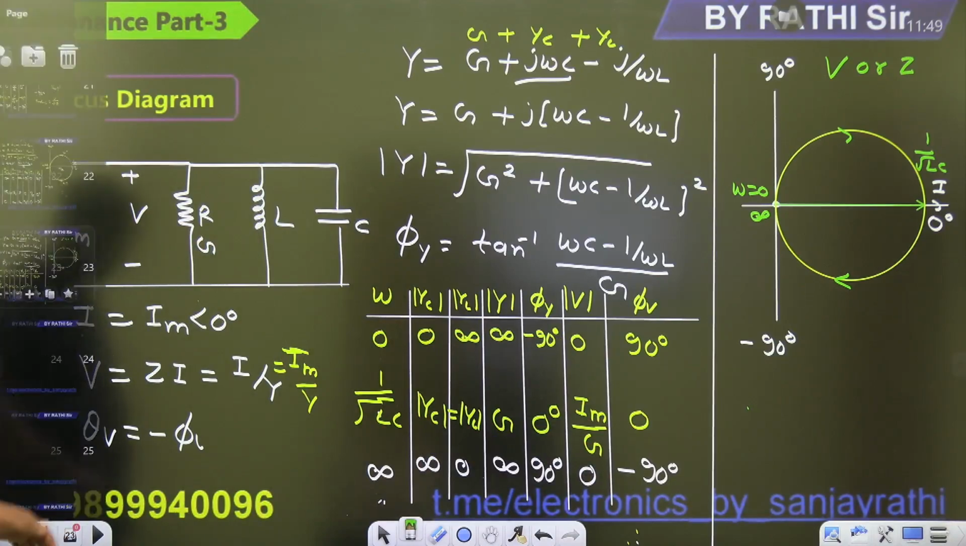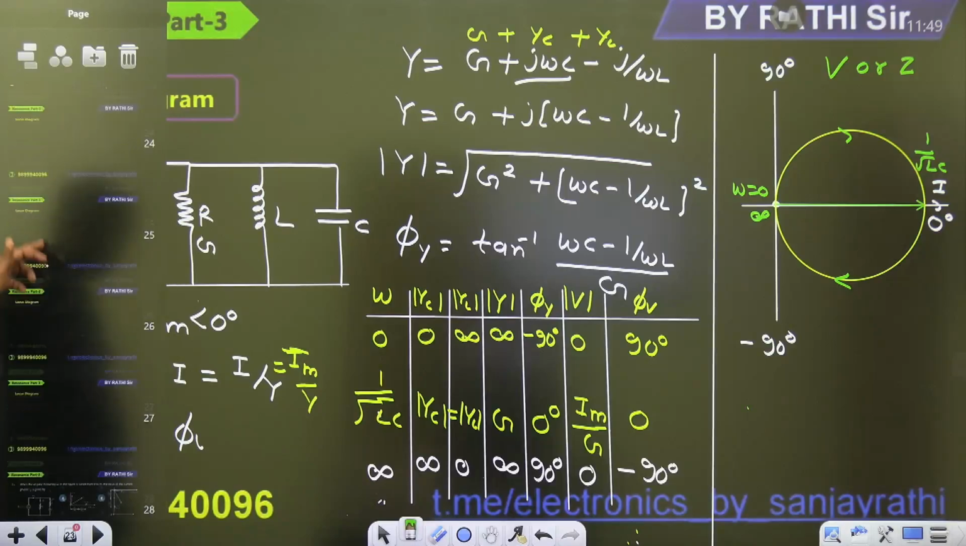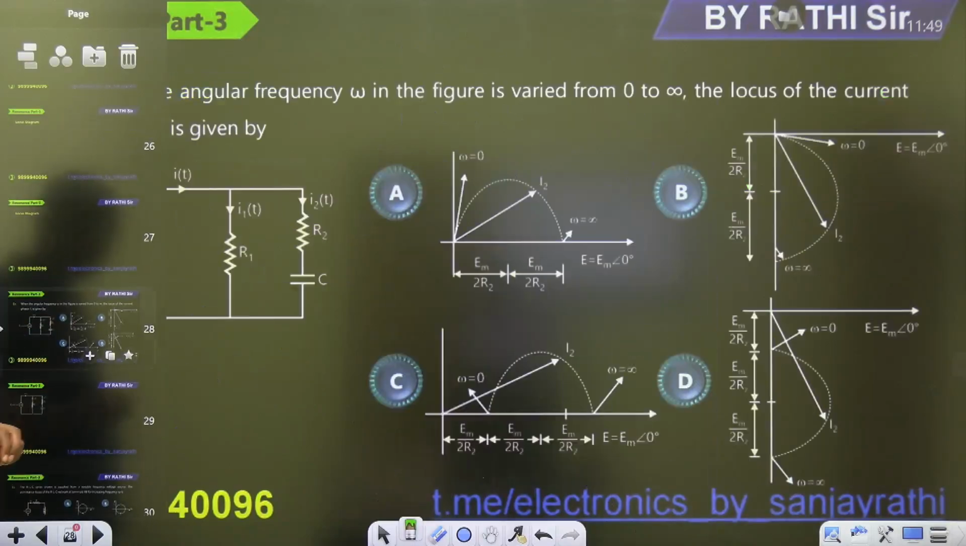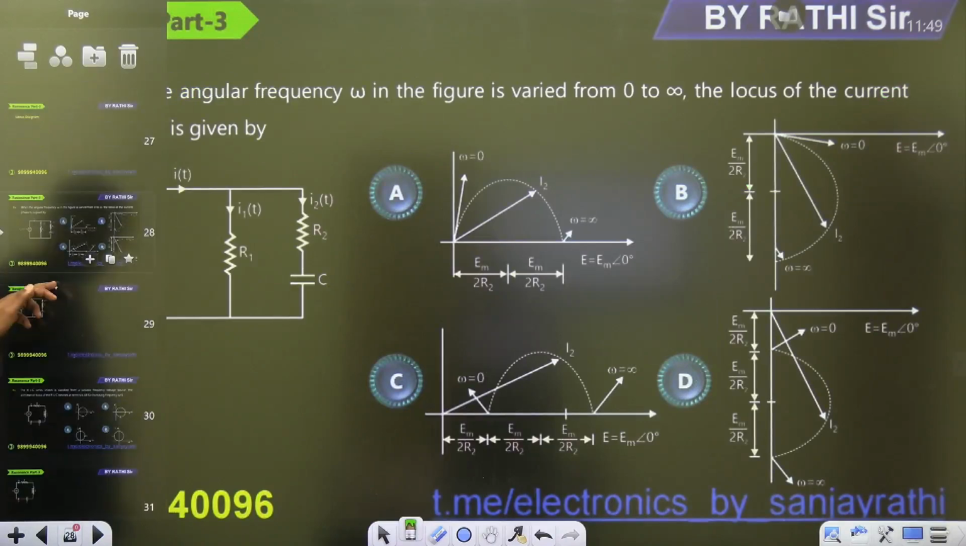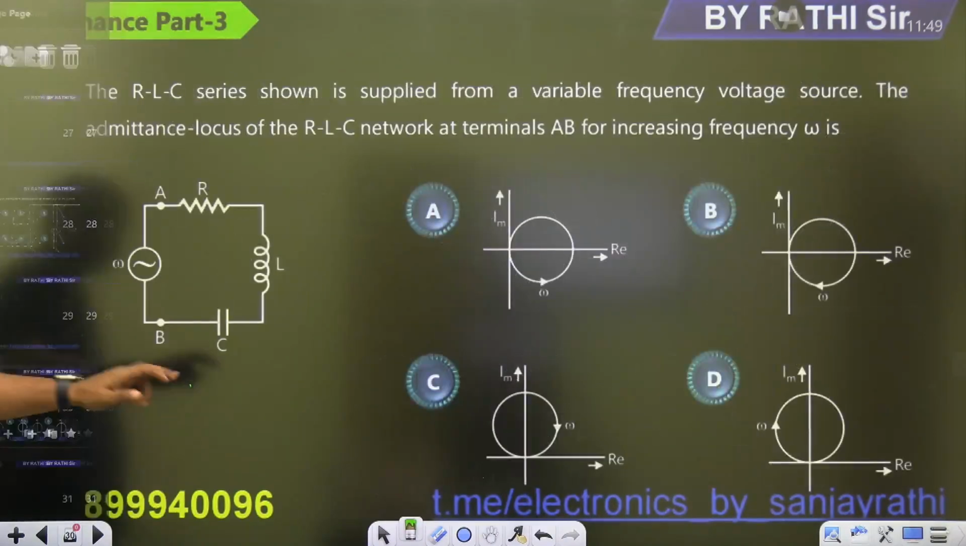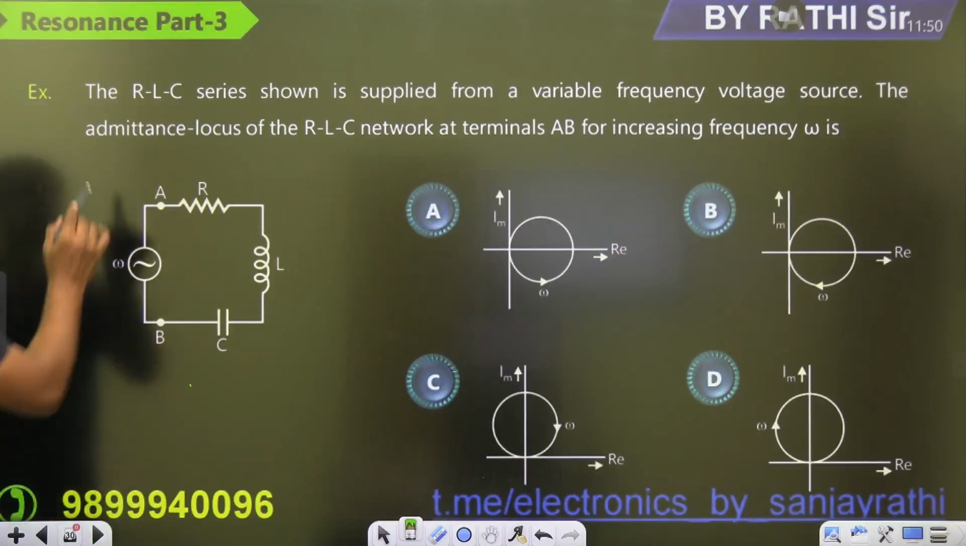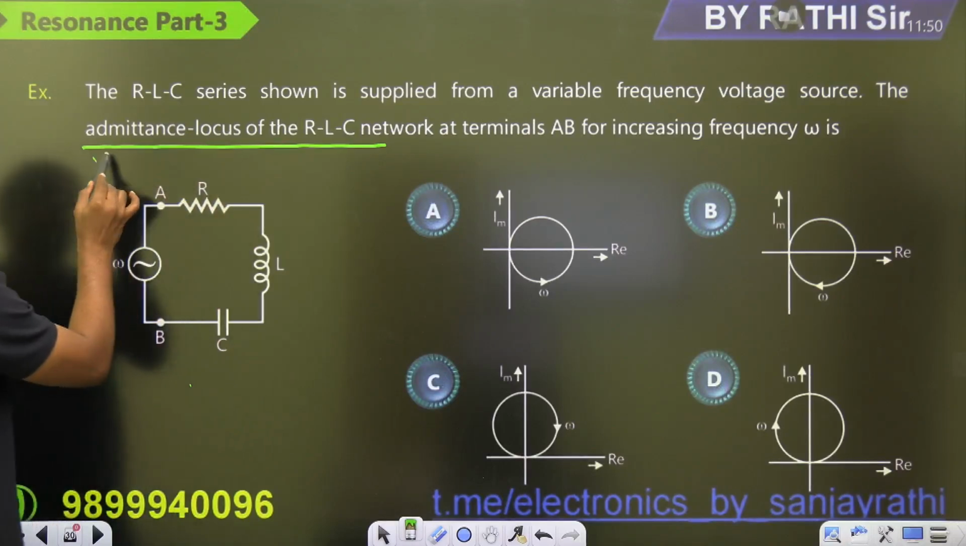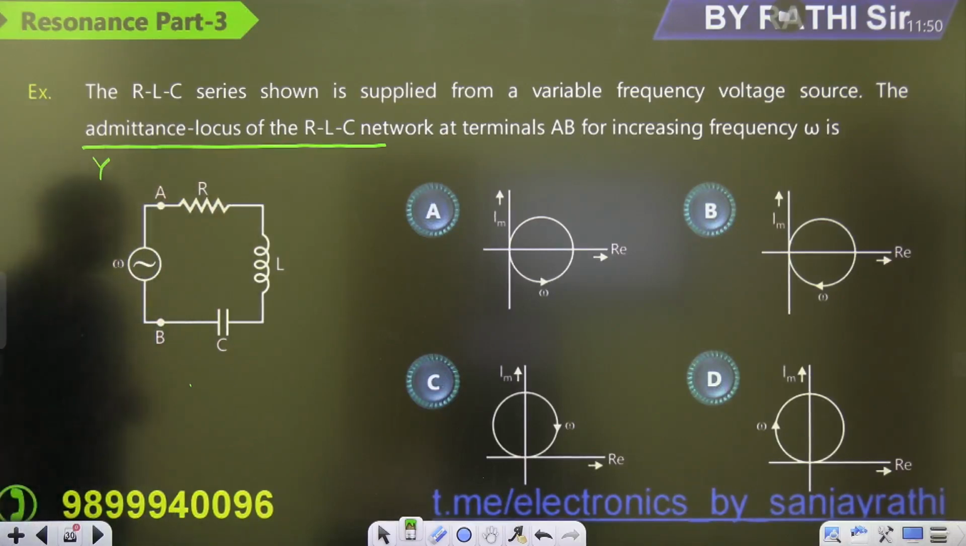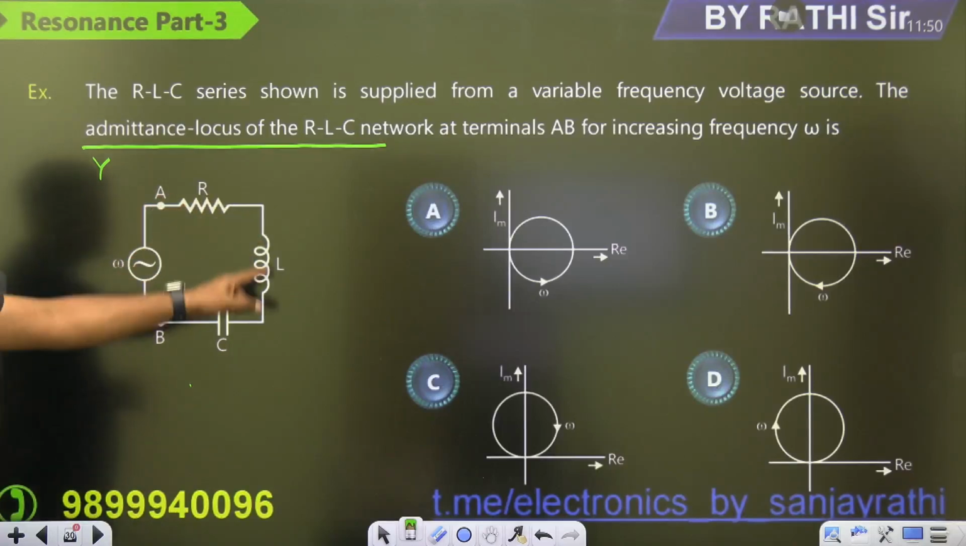So already I have given, please watch the recorded session. Guys, this type of question, for example, is the question in the previous year paper. Now, first of all, this RLC series is supplied from a variable frequency voltage source. Variable frequency is variable. The admittance locus Y of the RLC network at terminal AB, from this point to this point, okay, no problem, RLC are in series, for increasing frequency omega.